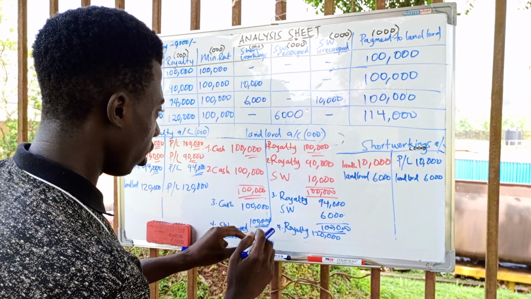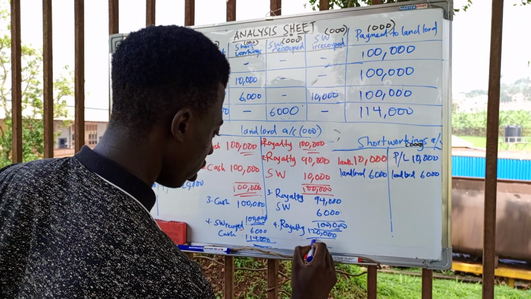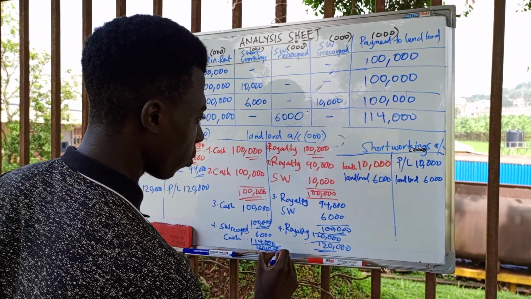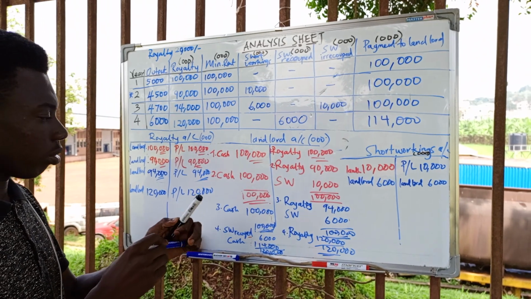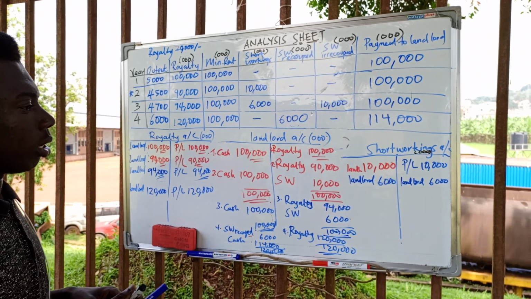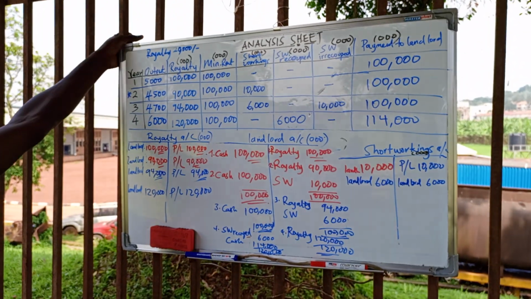Then we close off the landlord's account. This side we have 120. Even this side you have 120. Yeah, that's it. So you're going to see that the landlord's account always balances off automatically. And this royalty account, we close it off to the profit and loss. But that's why the profit and loss account is not displayed in this working.